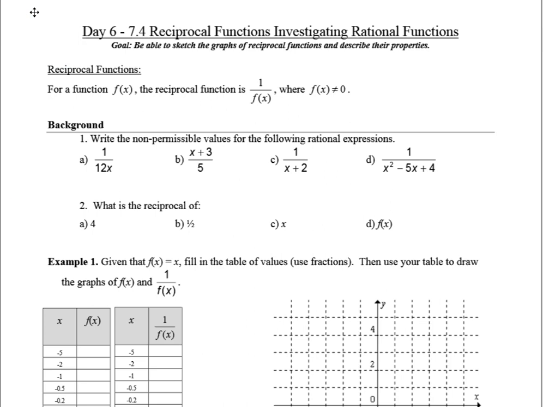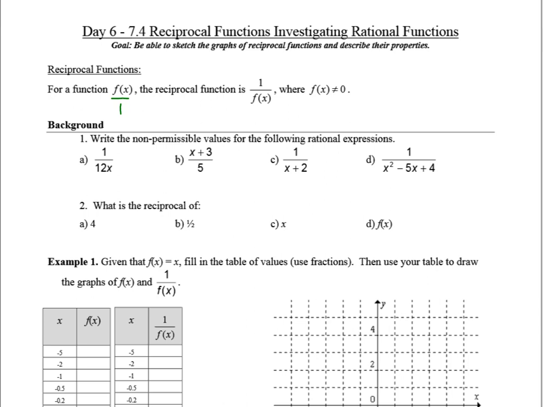So for a function f of x, the reciprocal would be 1 over f of x because we flip it. If you think of f of x, it's all over 1. If you flip that, it's 1 over f of x, where f of x does not equal 0. So why can't f of x equal 0? You can't divide by 0, right? So the y value, f of x is another word for y. Y can't be equal to 0.